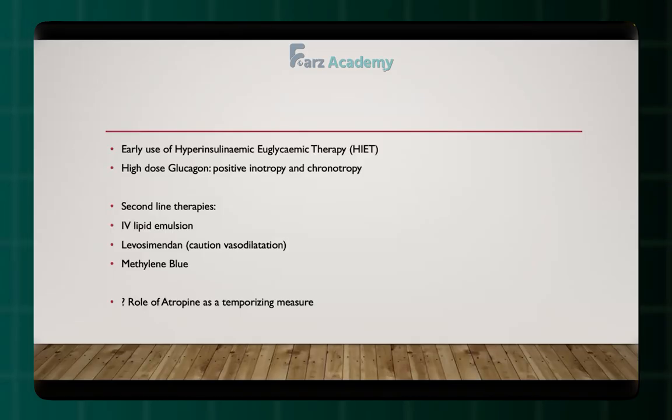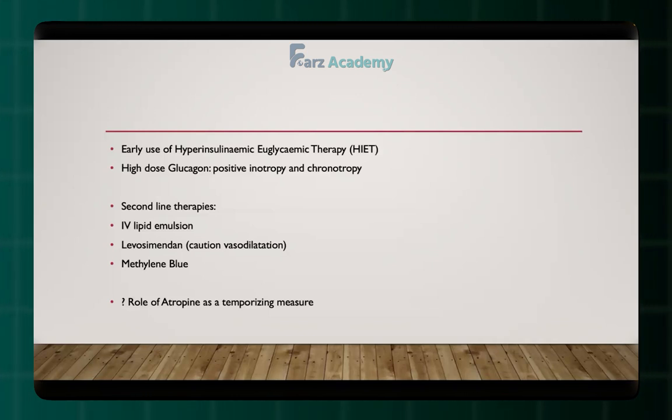Now, the specific therapy is early use of HIET, which is hyperinsulinemic euglycemic therapy. So this is very important. Again, it's quite a favorite topic. This keeps coming up in exams. High dose glucagon, positive inotropy and chronotropy.